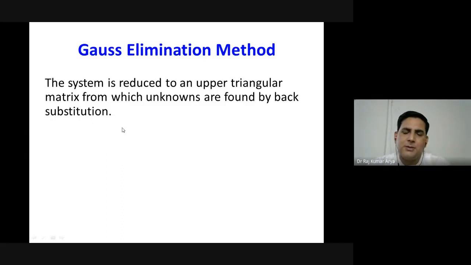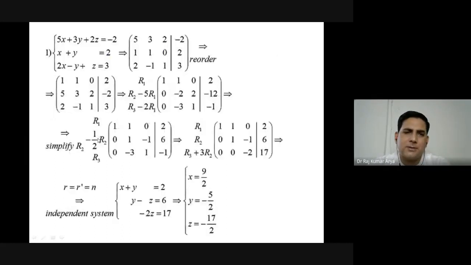So let's see how we can do it. Let's say this is your example. These are the equations you have: 5x plus 3y plus 2z equal to minus 2. Then you have x plus y equal to 2, so your z coefficient is 0 here. Then you have 2x minus y plus z equal to 3.